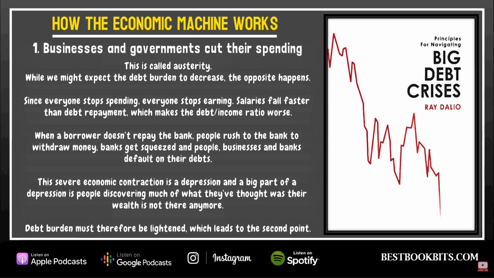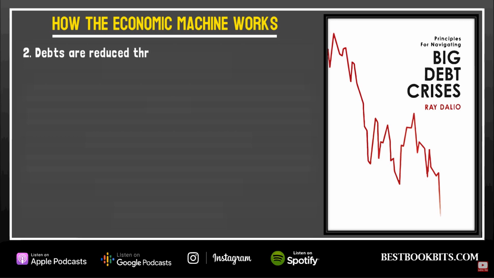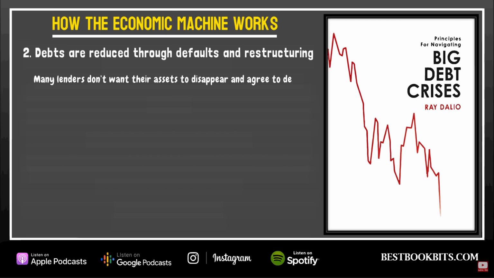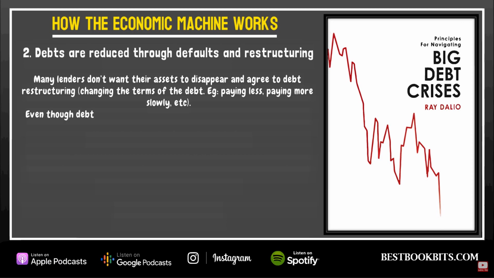Debt burden must therefore be lightened, which leads to the second point. Number 2, debts are reduced through defaults and restructuring. Many lenders don't want their assets to disappear and agree to debt restructuring, changing the terms of the debt, e.g., paying less, paying more slowly, etc.